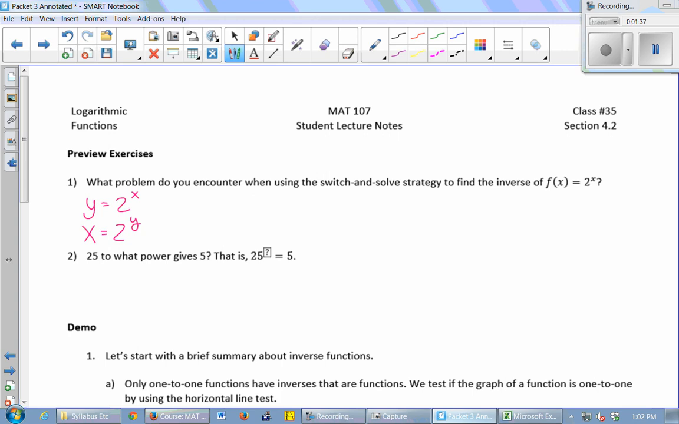No, it's the packet that we were working out of before that starts with quadratics. Yeah. Because I had to give you that insert for 33 and 34.